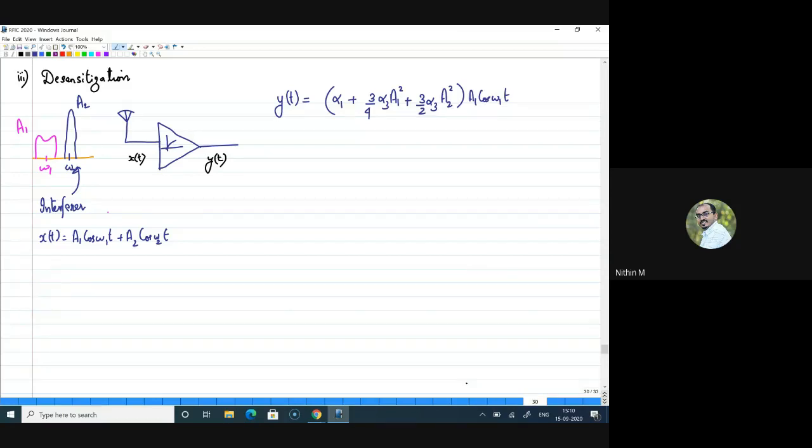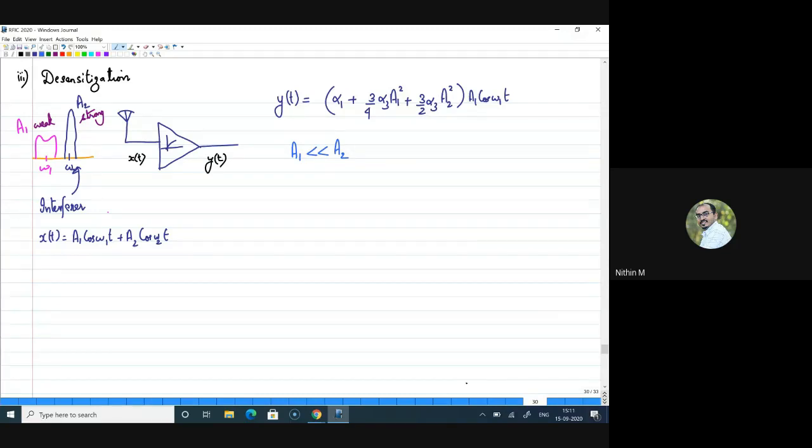Say, for example, if I look at the input signal, the desired signal and the interferer, it is clear that I have taken a case where you have a very strong interferer and a weak desired signal. How will I understand that? By looking at the signal level. This is weak and this is strong. So I can say that the value of a1 is very small compared to a2.